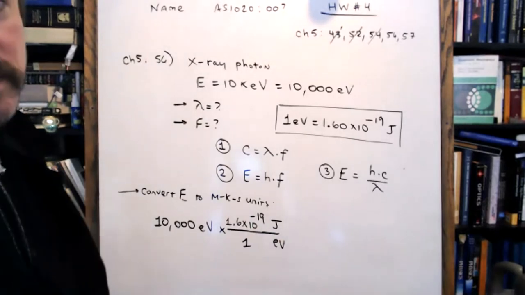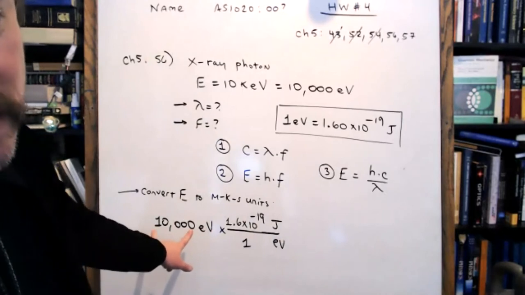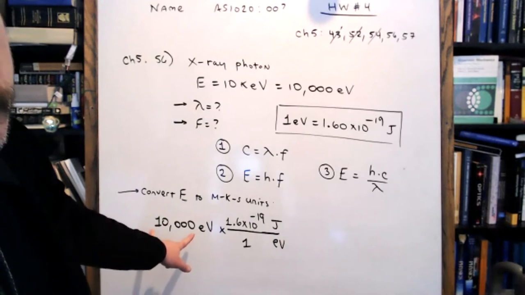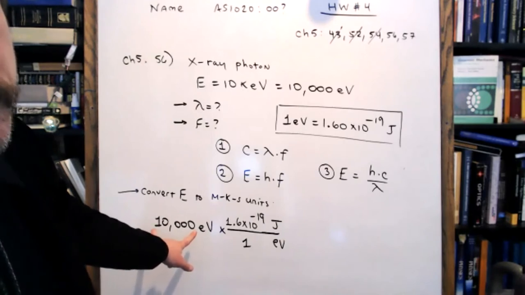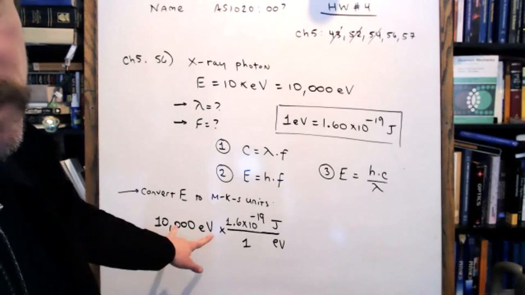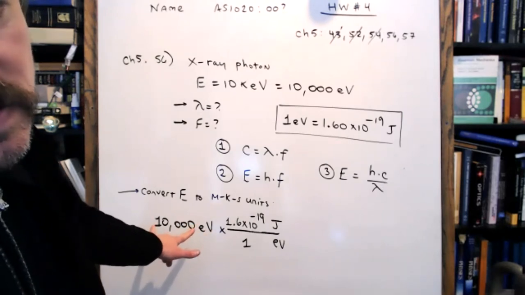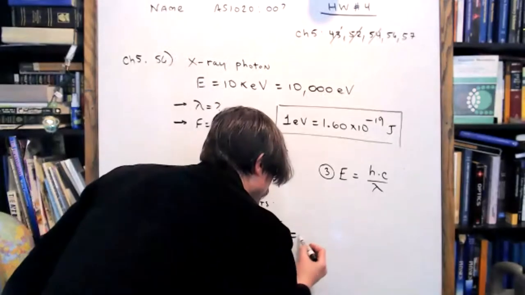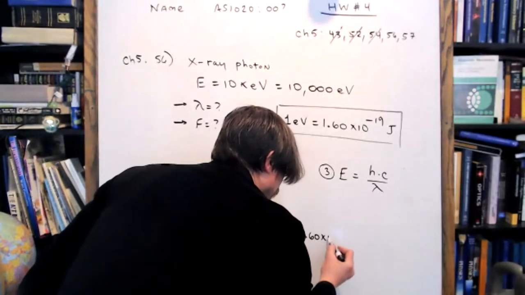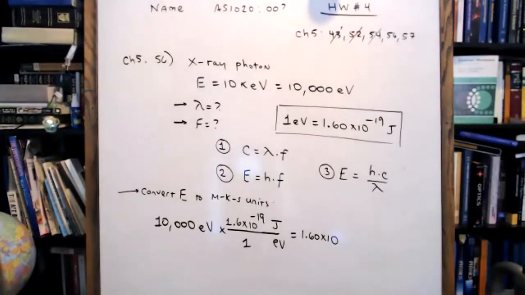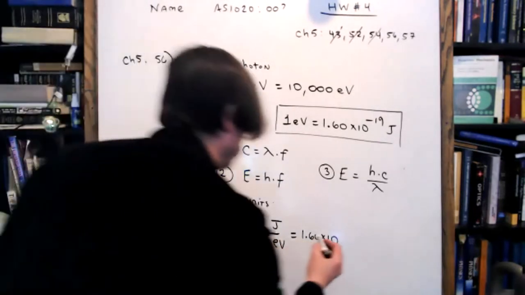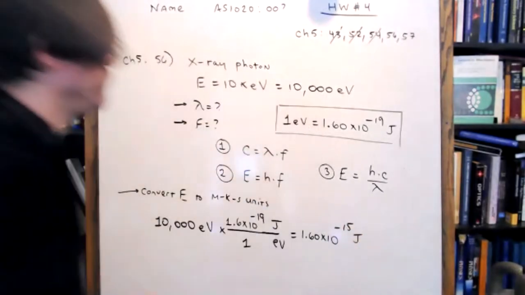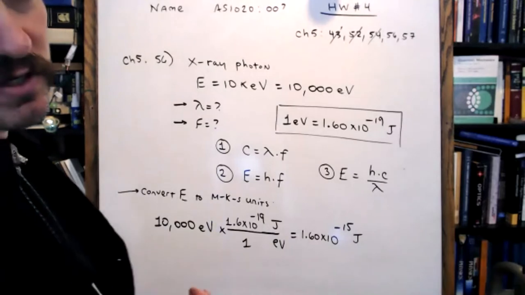So Mateus, what would 10,000 be as a power of 10? That's 10 to the power of? 10 to the power of 3? I see four zeros there. Four. 10 to the power of 4, because there's 1, 2, 3, 4 zeros. That means you can just add 4 to negative 19. So our answer will be 1.60 times 10 to what power? 10 to the negative 15. And that's joules, good. So now we have our 10,000 electron volts converted into joules.